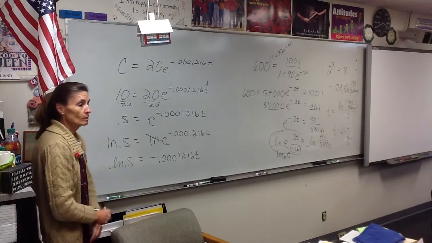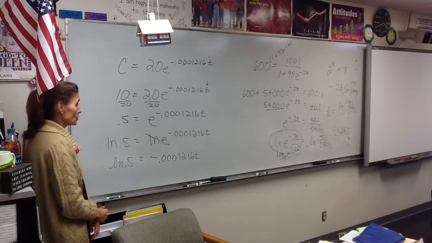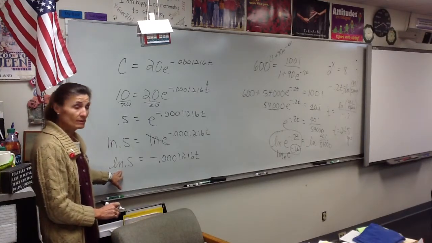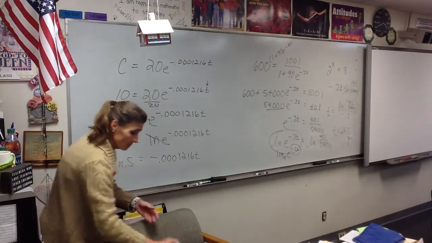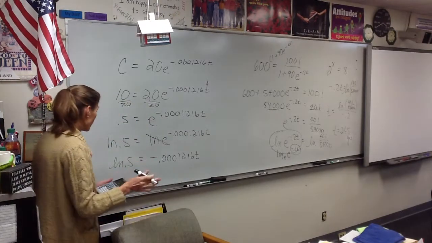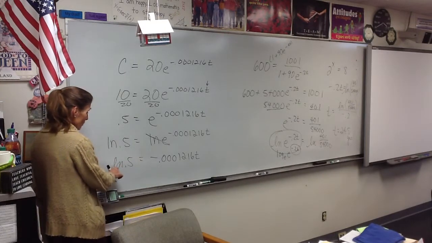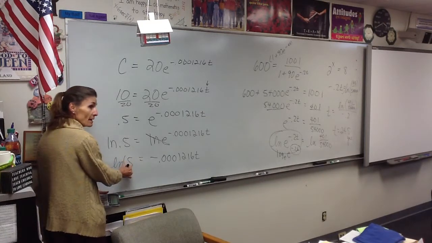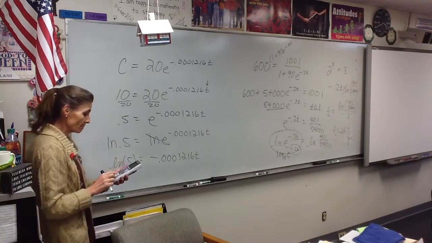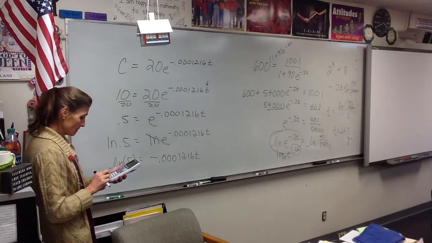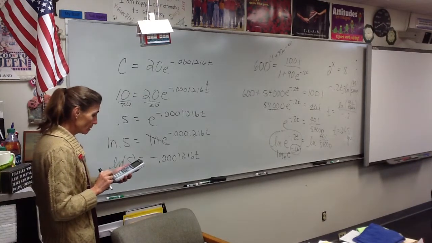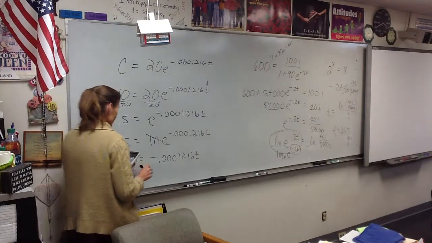So how will I get my answer? Divide by the exponent. I'll take ln 0.5 and divide it by that decimal. And by the way, when you hit ln, your calculator automatically puts in those parentheses. Be sure you close them before you hit divided by. I got 5,700 years.